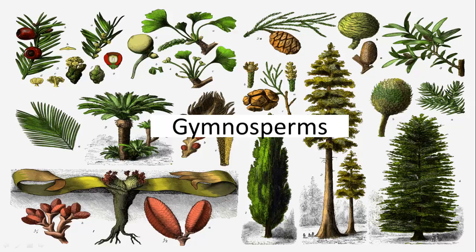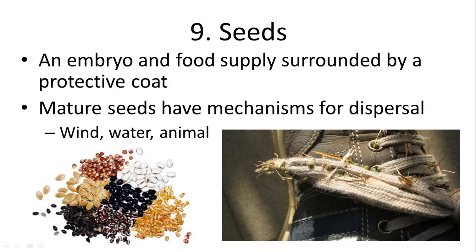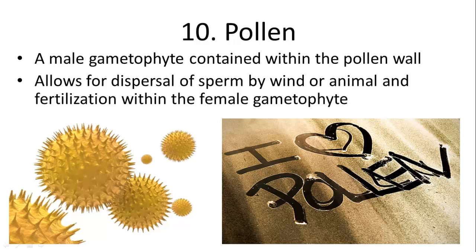Alright, gymnosperms then also have seeds. So here we have the first seeds. A seed is an embryo and a food supply surrounded by a protective coat. Some of them have many means for dispersal, including attaching to animals, or maybe have little bladders for floating in the air or for floating in the water.